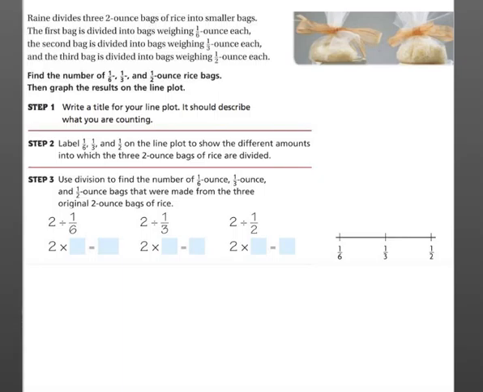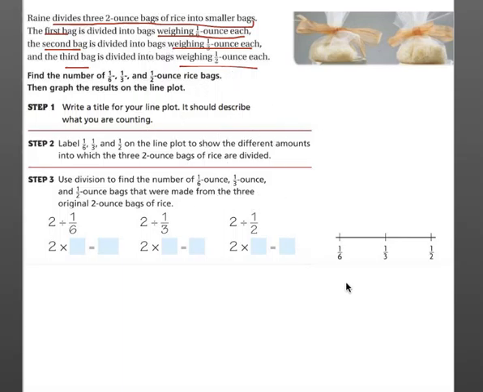So what they're saying is, let's underline important information. She divides 3 2-ounce bags of rice into smaller bags. The first bag, she divides it into 1/6 ounce. The second bag, she divides it into 1/3, and the third bag, she divides it into 1/2 ounce bags. So she's just taking bigger bags and dividing them into smaller bags.